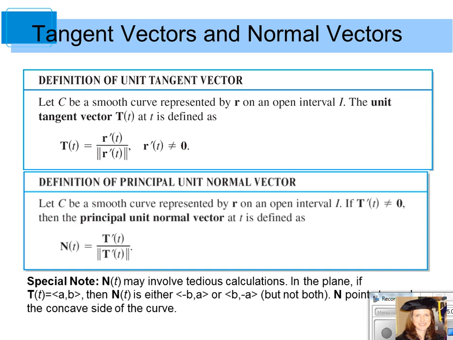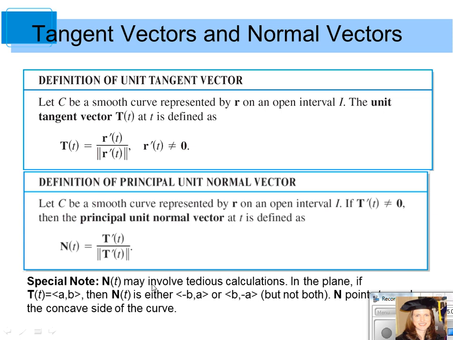Now the definition of the principal unit normal vector. Again we have a curve represented by r, a vector valued function. As long as the derivative of T does not equal 0, our principal unit normal vector is defined as follows. It's going to be normal to the curve. It's going to be 1 unit long, and it's found by taking the derivative of that unit tangent vector and dividing by its magnitude. So again, it's 1 unit long.